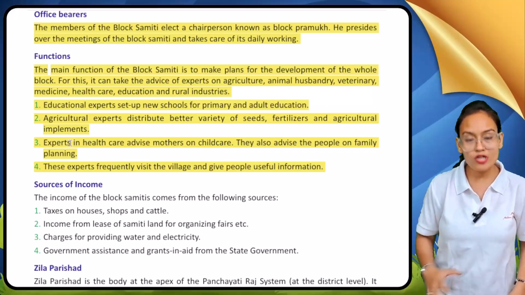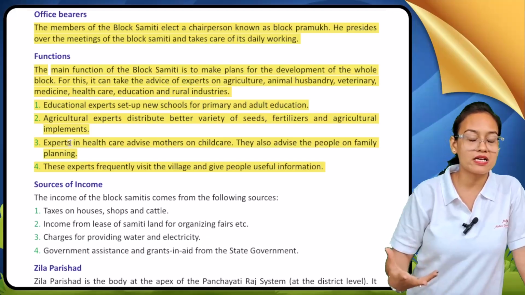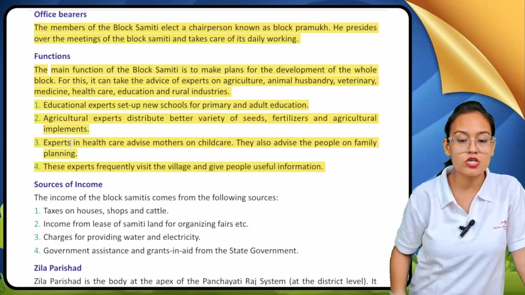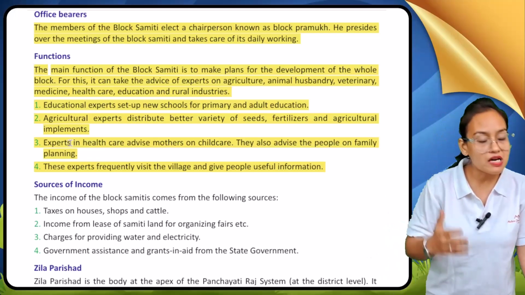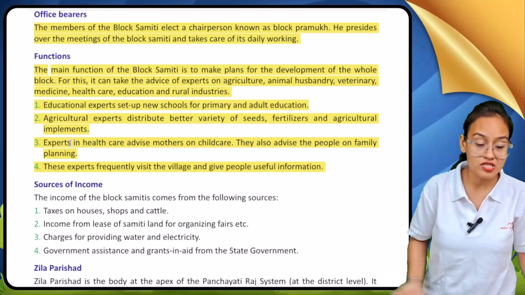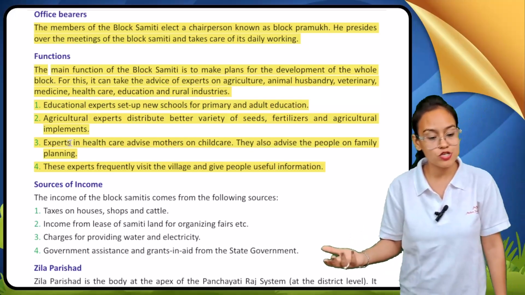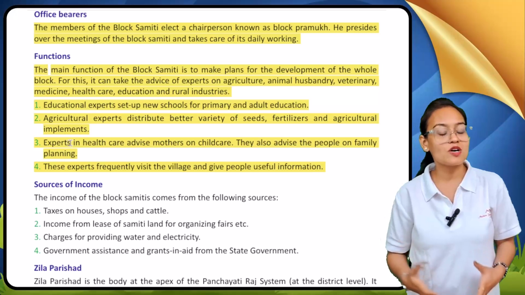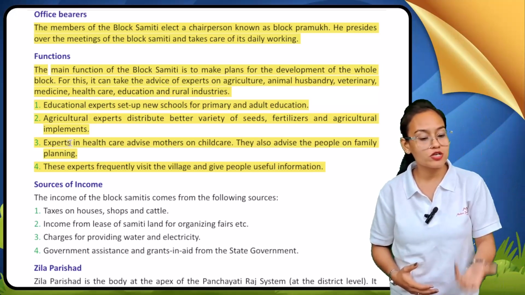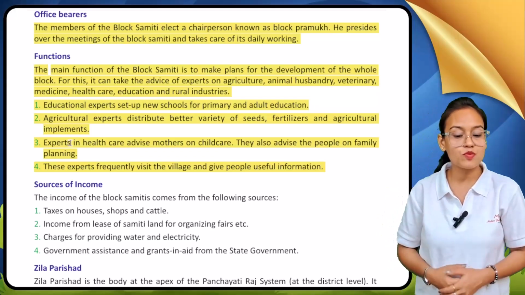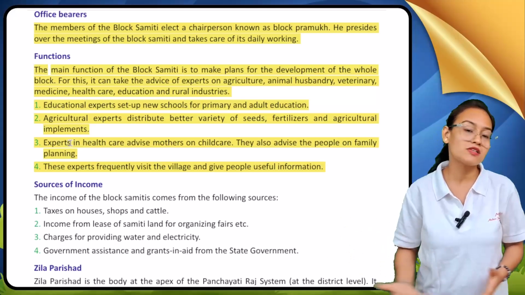Okay, and for this they are going to take advice from experts from different fields, like experts from agriculture, animal husbandry, veterinary, etc. And apart from them, the other functions performed by the block samiti include consulting educational experts and setting up new schools for primary education. They are also responsible for consulting agricultural experts. And why are they responsible for contacting agricultural experts? For the distribution of a variety of seeds, fertilizers, and agricultural implements.